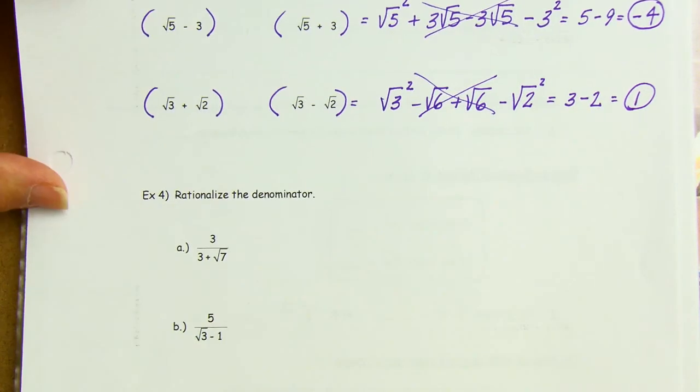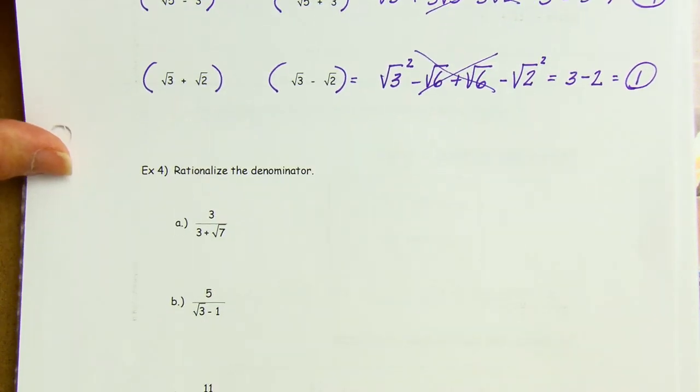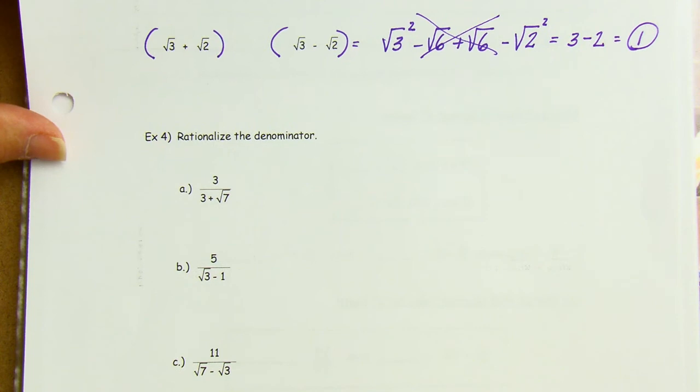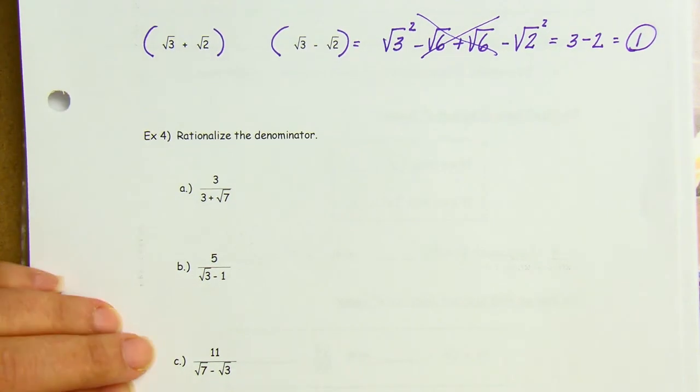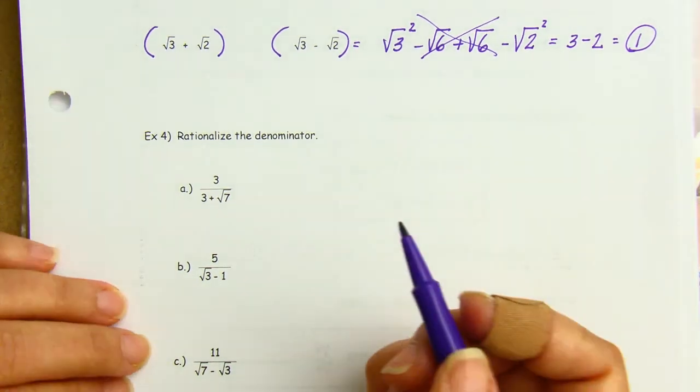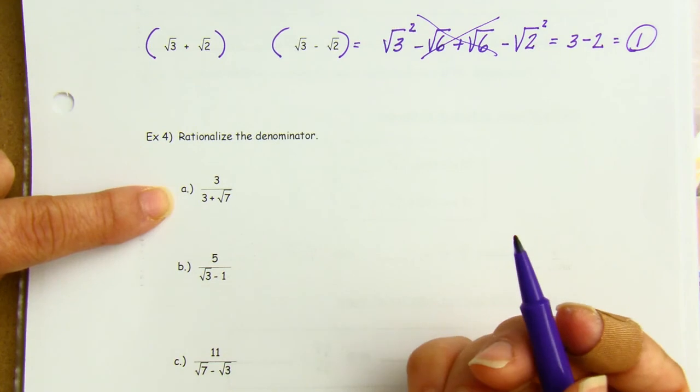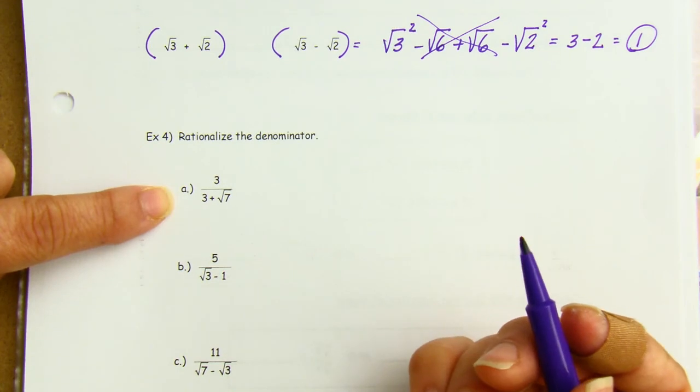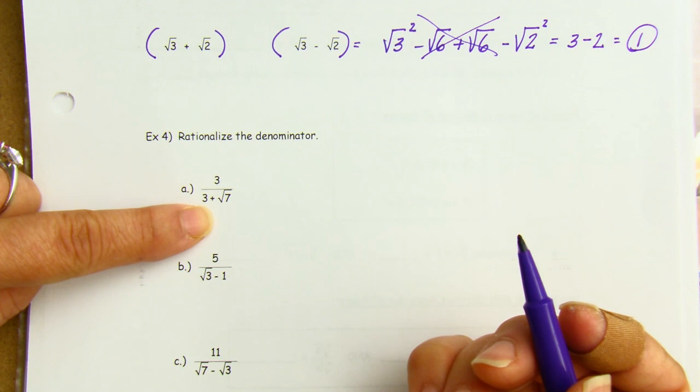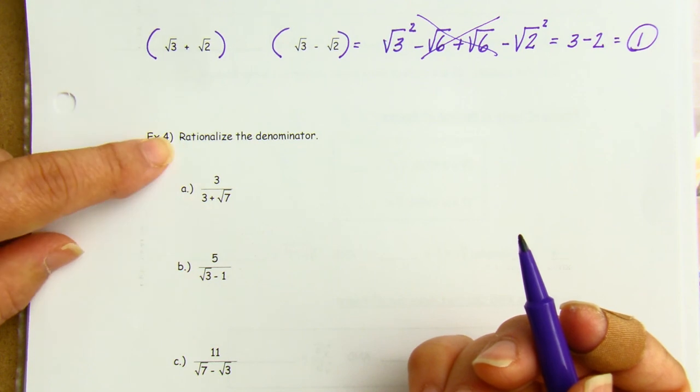You'll have some stuff like that to do in your radicals packet as well. So now on to doing the actual types of problems that you will see in the radicals packet. I look at this and I'm like, oh, okay, 3 divided by 3 plus root 7. I do have a radical in the denominator. It's an irrational number, so I have to rationalize that denominator.